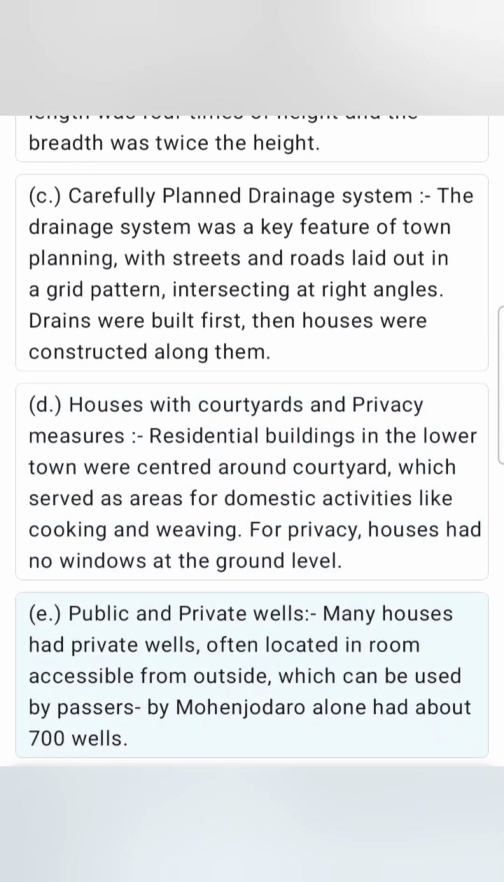E. Public and private wells. Many houses had private wells, often located in a room accessible from outside, which could be used by passers-by. Mohenjo-daro alone had about 700 wells.